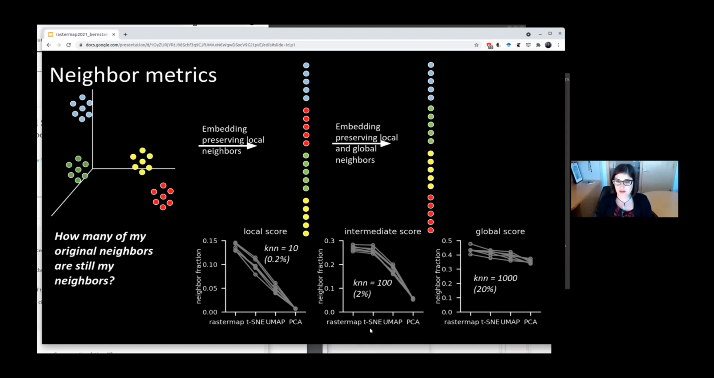And what we found was that there's always this trade-off between local and global preservation. And Rastermap still kept a high intermediate score and global score, as well as or better than TSNE, while giving us a better local score and preserving more of what we called the high dimensional structure of the neurons.